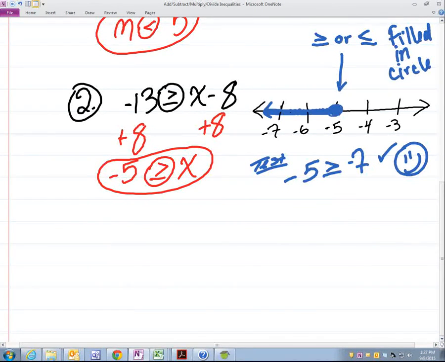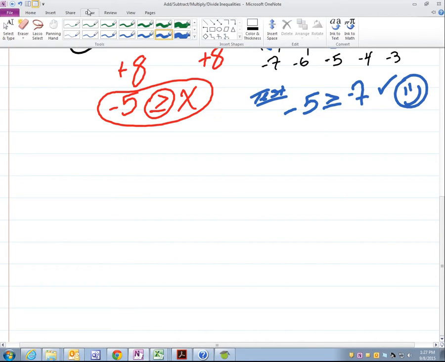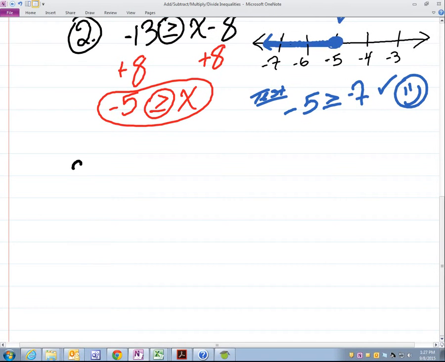Okay, let's do number 3. Without my watch on that hand. Draw. It's too thick. 3. Yeah, we got a whopping 4 examples today.